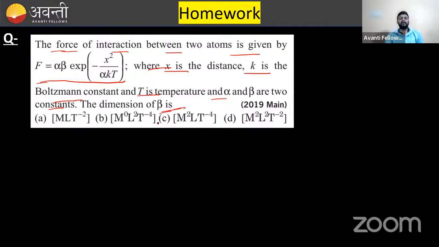Now, first of all, in the previous class, I gave you a table to remember. How many of you remember that I have given you a table? I'm not asking if you have memorized the table. I am asking how many of you remember that I gave you a table of famous dimensions, and in that particular table, Boltzmann constant was there.